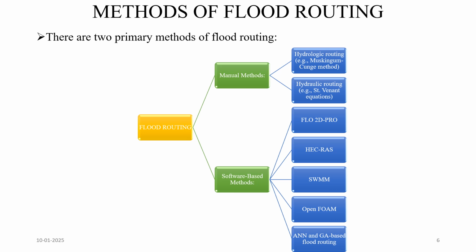Methods of flood routing. There are two primary methods of flood routing: manual method and software-based method. In the manual method there are two parts: hydrologic routing, for example the Muskingum method, and hydraulic routing, the St. Venant equation. In software-based methods there are five types: Flow 2D Pro, Hydrologic Engineering Center's River Analysis System, Storm Water Management Model, OpenFOAM, and ANN-GA based flood routing.